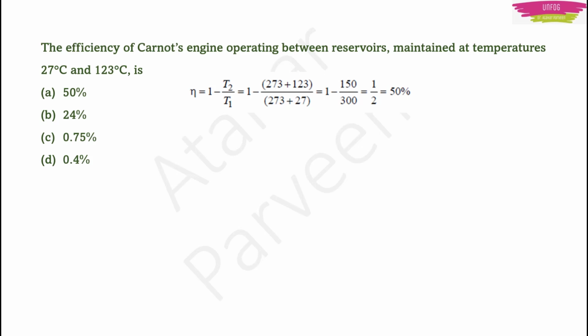1 minus T2 by T1. T2 will be the lowest temperature. T1 will be the highest temperature. Just substitute. Here they have given you the word Carnot engine. They will not give you as the Carnot engine. They may just give you heat engine. So you get the efficiency to be 50%.